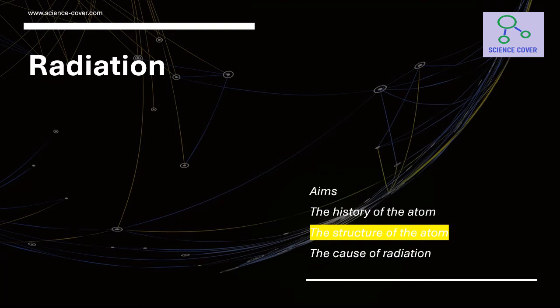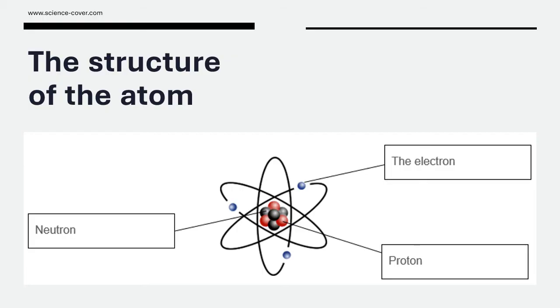Let's move on to look at what we believe the structure of the atom is today. This diagram shows the structure of an atom. At the center of the atom, we have the nucleus, which is made out of protons and neutrons. Orbiting the nucleus in shells, we have electrons.